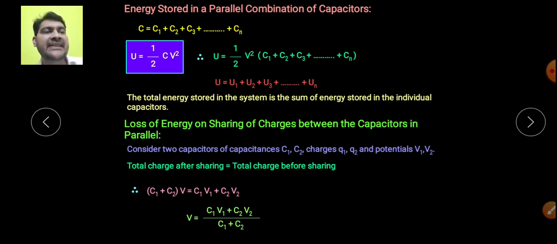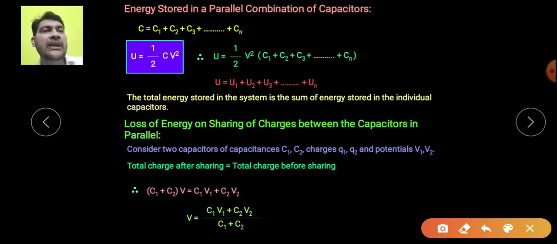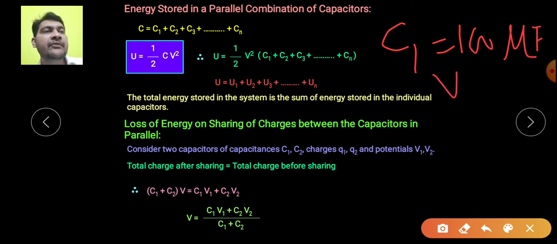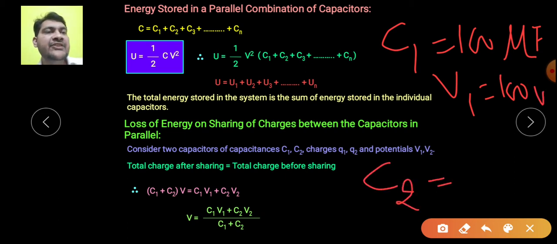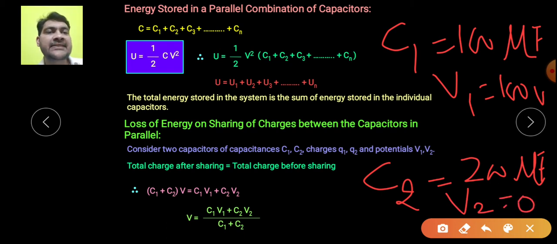Okay, students, I am asking one very simple question here. Suppose you have two capacitors, one of capacitance 100 microfarad and initially charged with 100 volt. And we have one more capacitor of capacitance 200 microfarad and initially uncharged. It is not charged. And you connect these two capacitors in parallel, then what will be common potential after combination?